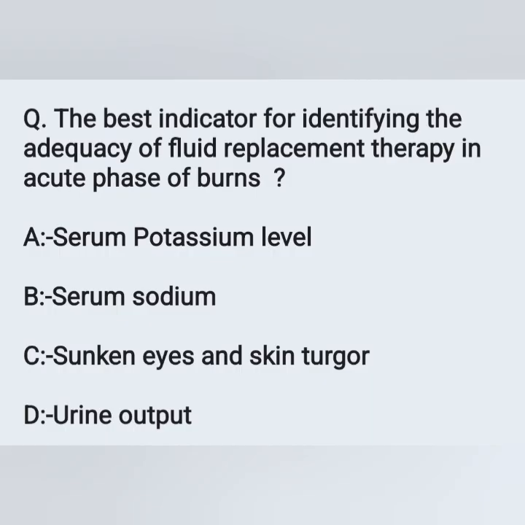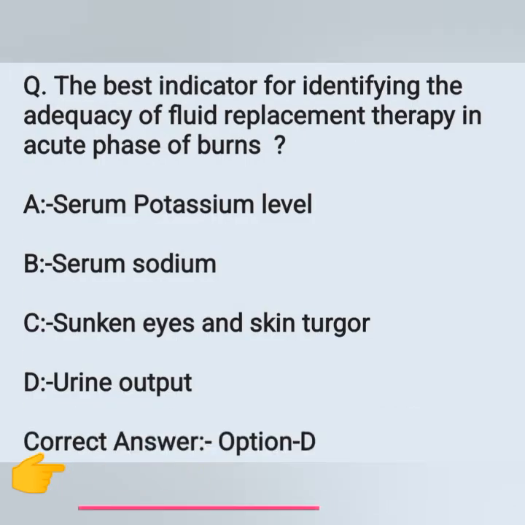video. Question: the best indicator for identifying the adequacy of fluid replacement therapy in the acute phase of burns. Options: option A, serum potassium level; option B, serum sodium level; option C, sunken eyes and skin turgor; option D, urine output. Here the question is, among these options, which one is the best indicator to identify the adequacy of fluid replacement therapy in the acute phase of burns? It is urine output. Option D is the correct answer.